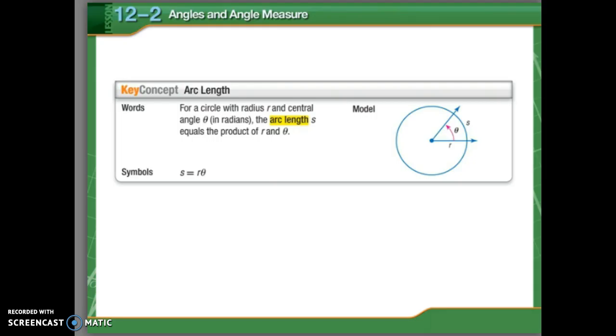One more key concept. This is about arc length. It says for a circle with radius r and a central angle theta in radians, the arc length s equals the product of r and theta. So the length of this measurement, the arc around part of this fraction of the circle's circumference, the way you find that length is you do the radius of the circle times the angle.